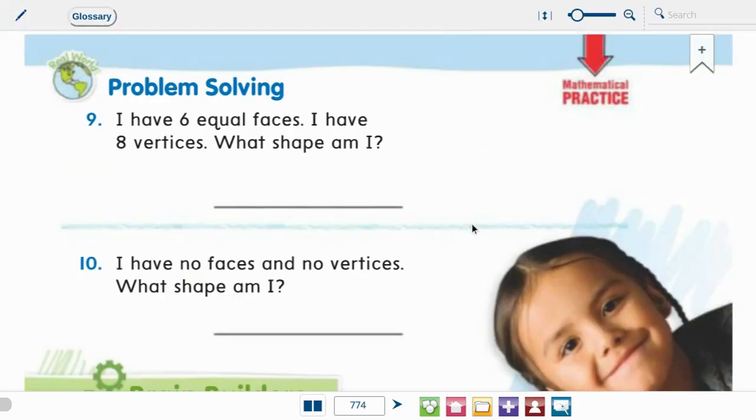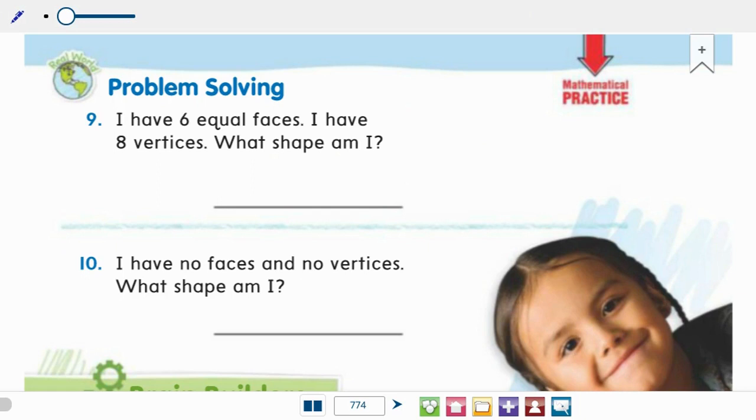Page 774. Let me get my pen again. All right, this one says, I have 6 equal faces. I have 8 vertices. What shape am I? Well, what is that shape that has 6 equal sides? All the different faces are the same.